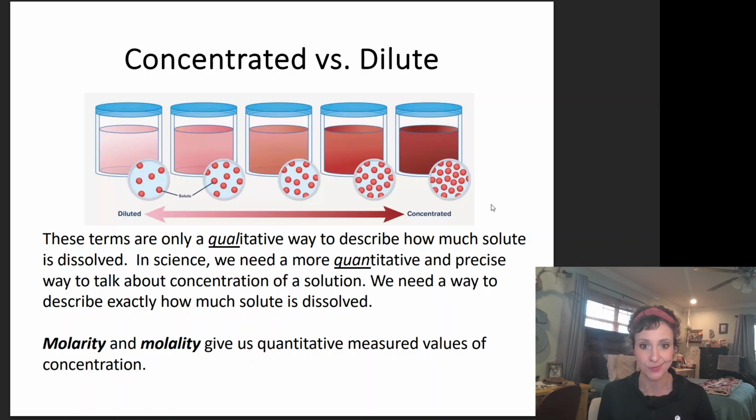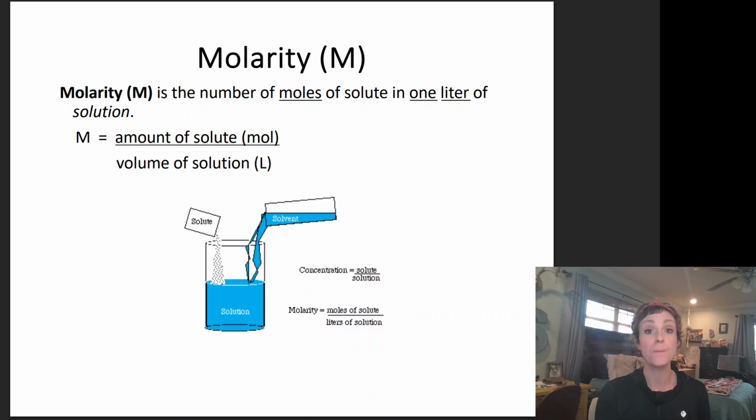Now, we know in science we need a more quantitative and precise way to talk about concentration of a solution. We need maybe some numbers, some values, some measurements that give us not a relative amount of solute from one to another, but exact values. We need a way to describe exactly how much solute is dissolved, okay? Molarity and molality give us quantitative measured values of concentration. So let's get into our first one of those with molarity.